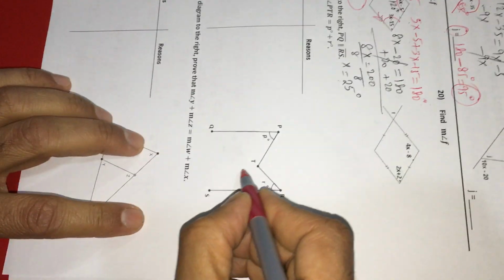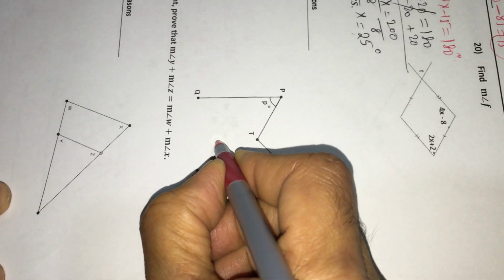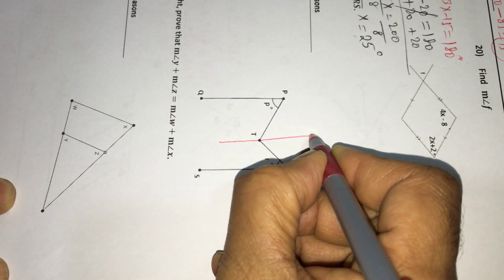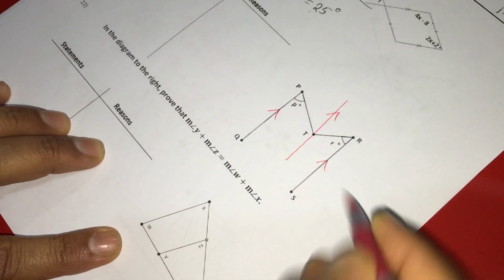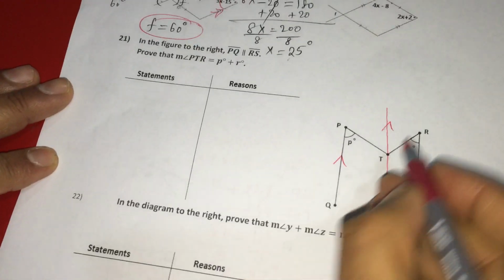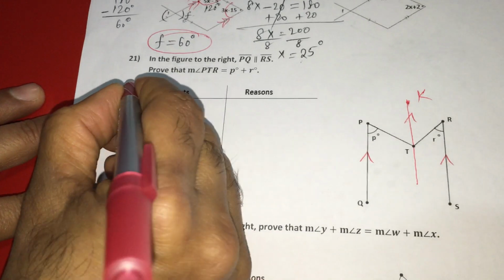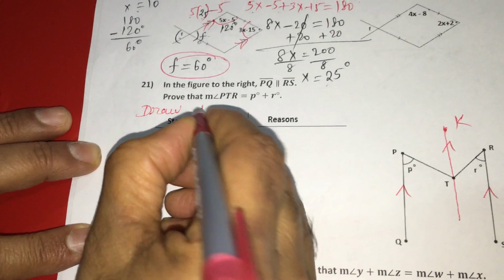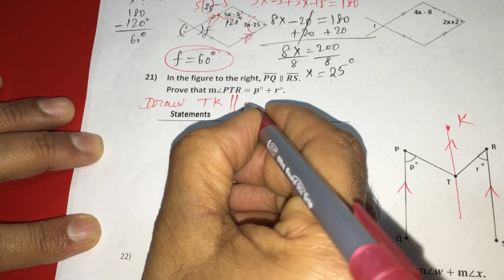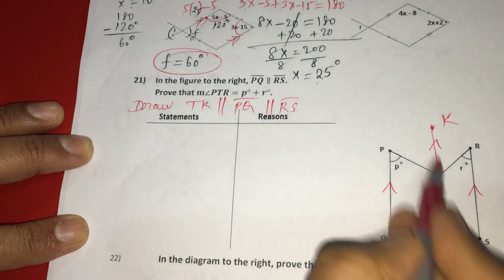For that, how do I do that? First I make a small construction. I draw a parallel line through this T. This parallel line is parallel to this line and also this line. That means I can call this point K. So draw TK parallel to PQ parallel to RS. That's what I made here.